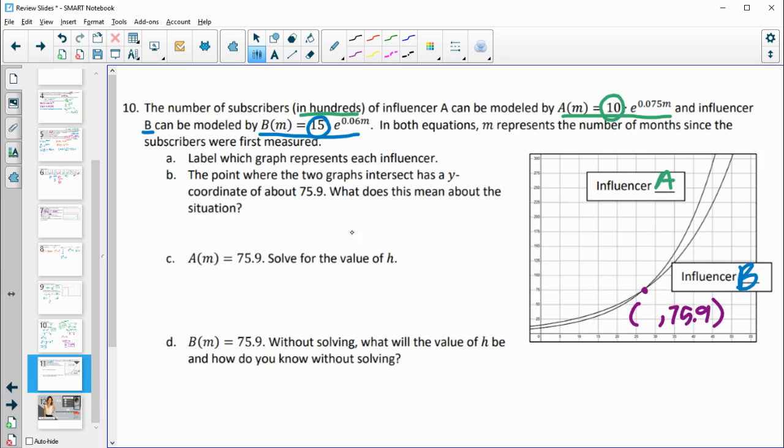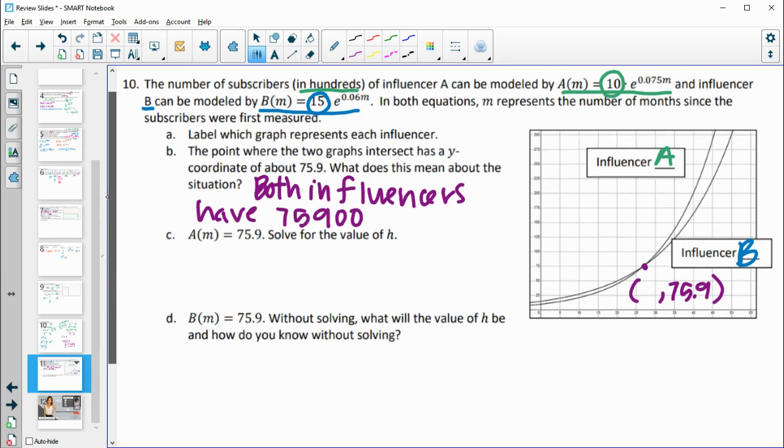What does this mean about the situation? Okay, so this is where both influencers have the same amount of subscribers. And it's 75.900, which is really 75,900. And so both influencers have that at the same amount of time. So this is how many months until they both have the same subscribers.